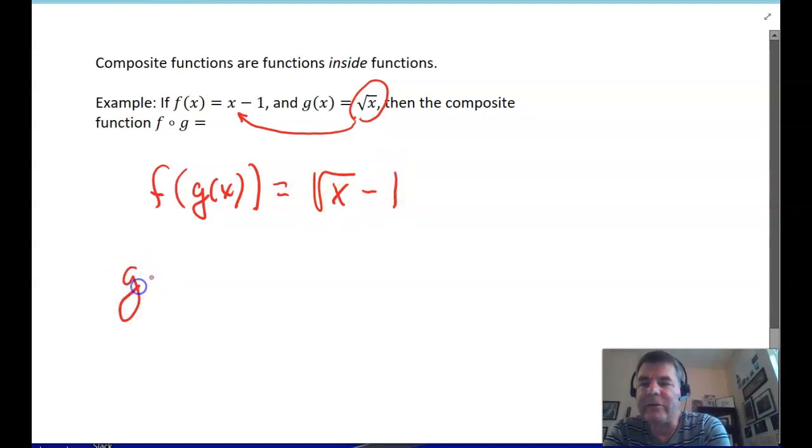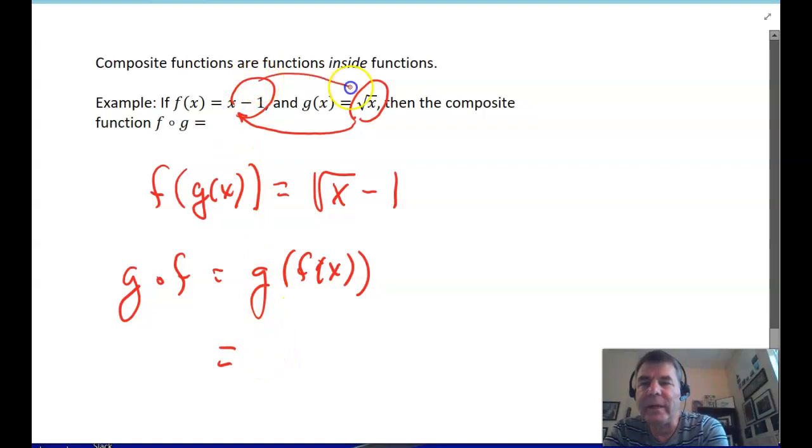Okay, now what about g of f? Okay, that's going to say take the f function and put it inside g. Okay, so now I'm going to take this whole x minus 1 and put it inside the g function. That's going to be the square root of x minus 1.